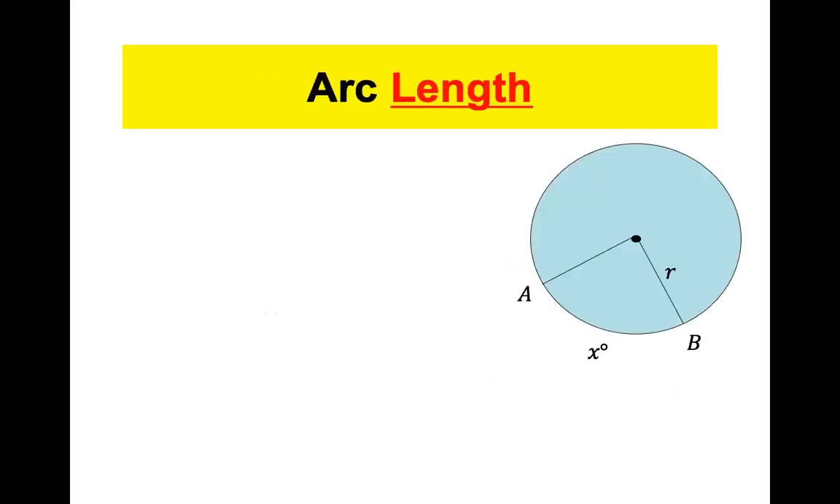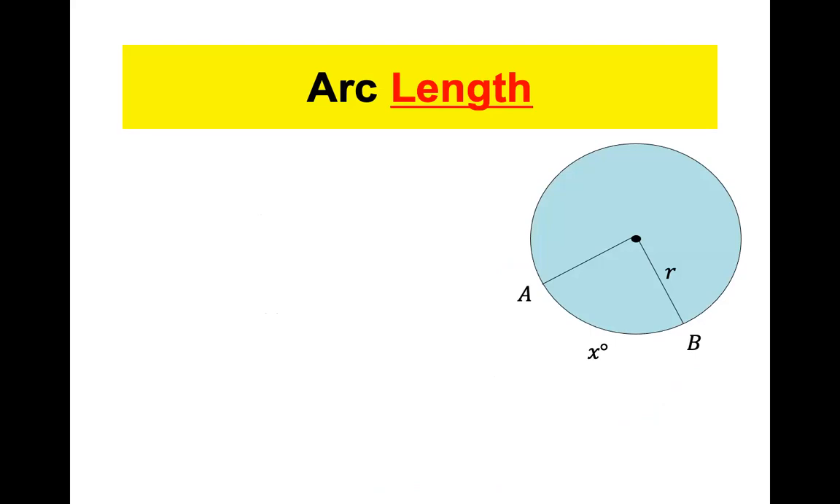So arc length, not arc measure. Arc measure is how many degrees from A to B. Arc length is how many inches, feet, centimeters, whatever you're measuring in, from A to B. You have to keep that concept clear in your head. Arc length. So here's the talking proof.